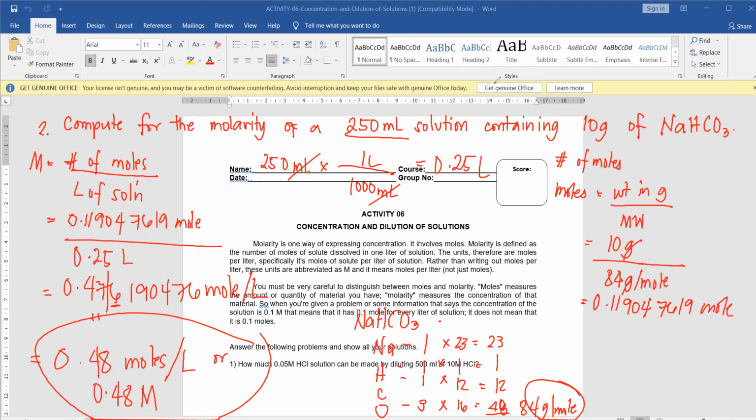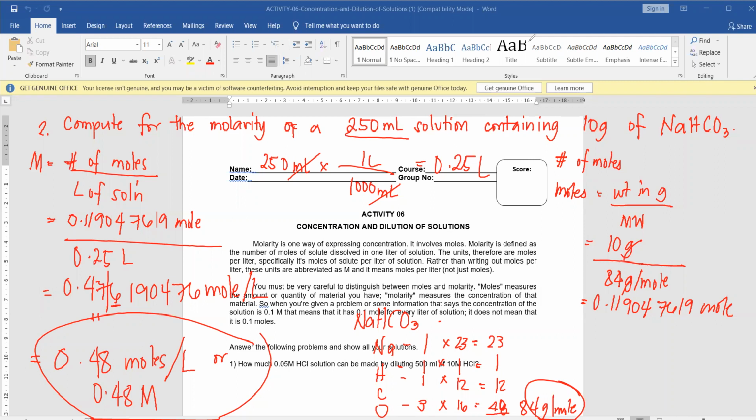So I hope nakuha na ang process. You can also do this in your home, no? Kasi we have sodium bicarb in our home. If we have baking powder, yan naman yun siya, sodium bicarb. Kung mag-weigh tayo ng 10 grams niyan and then i-dissolve natin siya sa 250 ml na tubig, kung meron tayong pang-measure dyan, ang magiging concentration niya ay 0.48 molar or moles per liter.